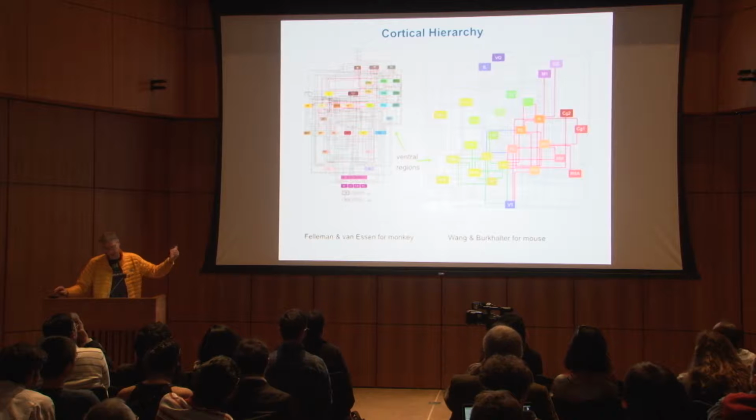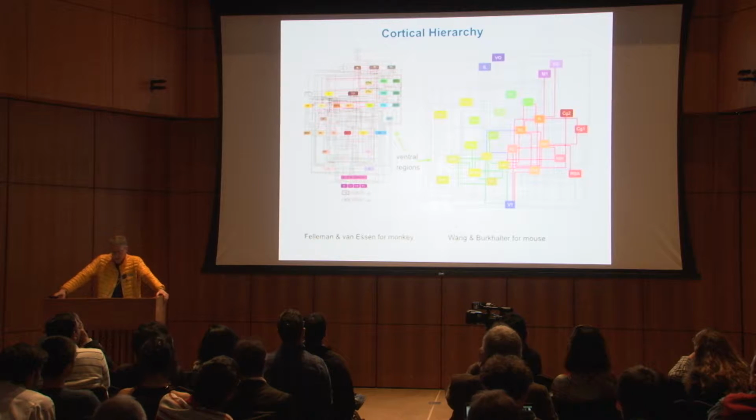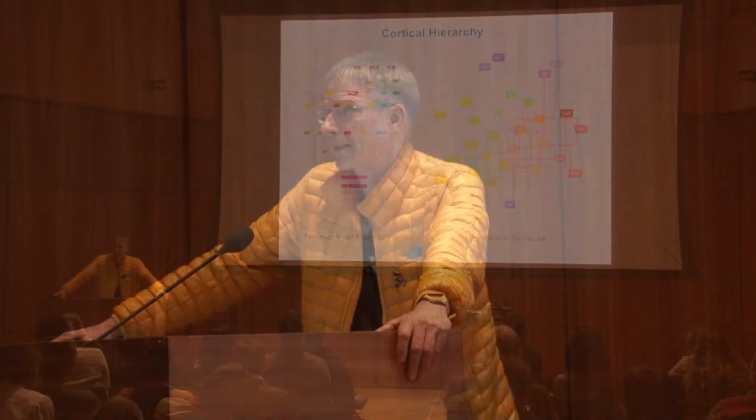Indeed, on the left is the hierarchy we get from the monkey, similar in human. On the right, we have a hierarchy for the mouse. Each one of those boxes on the left and on the right contains many thousands or 100,000 neurons. Each one is a region of the brain. On the left, we've identified them with electrodes and in humans with fMRI. On the right, we've identified them with neuroanatomy and now also with recording, but at the cellular level of resolution.